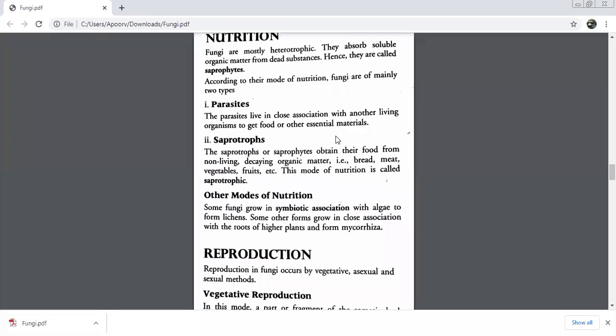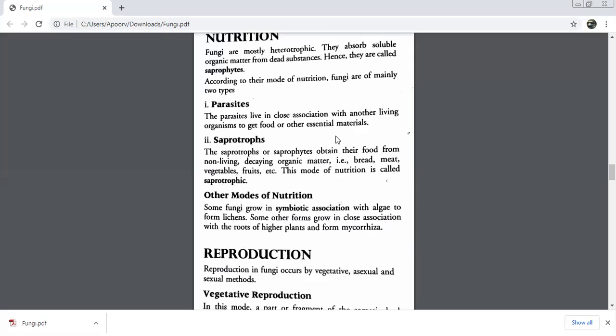When we talk about nutrition, we know that mainly they are saprophytes. According to the mode of nutrition, we have them of two types, parasites or saprotrophic. Parasites live in close association with living organisms. And saprotrophs obtain their food from dead and decaying organisms. However, we have another mode of nutrition, that is symbiotic association with algae to form lichens. So when we talk about nutrition, they could be parasites, saprotrophs, or symbiotic.